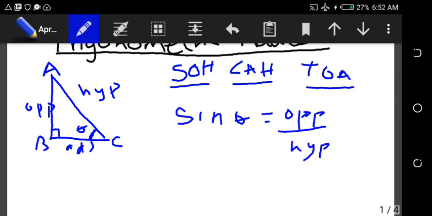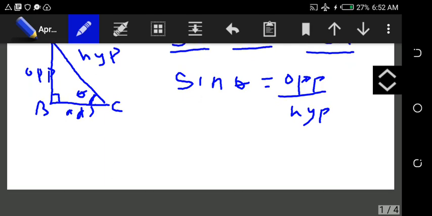So this is the formula for evaluating sine. For you to calculate sine, the opposite side divided by the hypotenuse will give you the value of the sine of the angle under consideration. All right, let's look at that of cos.